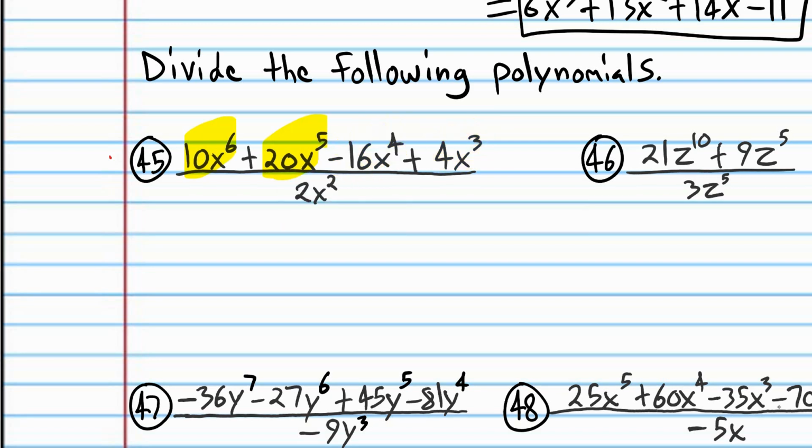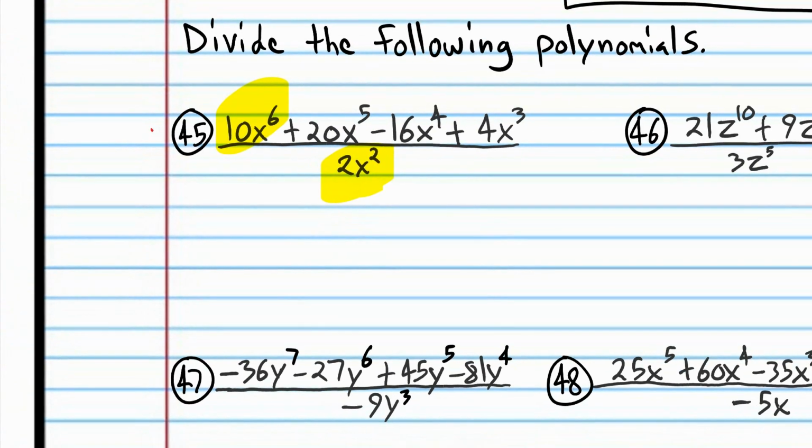So we'll start with these terms. 10 divided by 2 is 5. X to the 6th divided by x to the 2nd is x to the 4th. When you divide powers, you subtract the exponents. That's rule number 2 in our exponent properties.